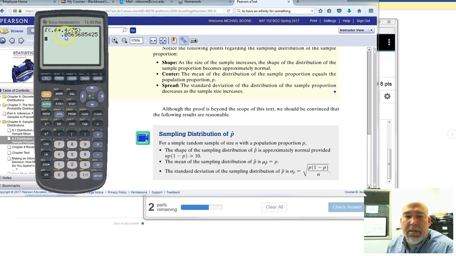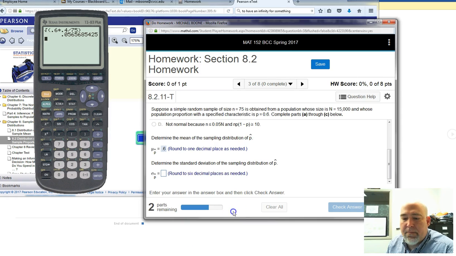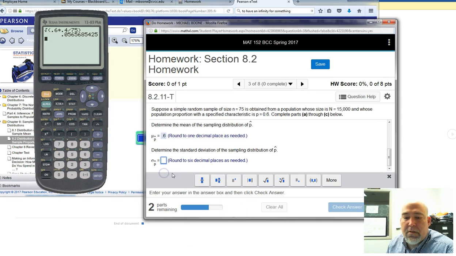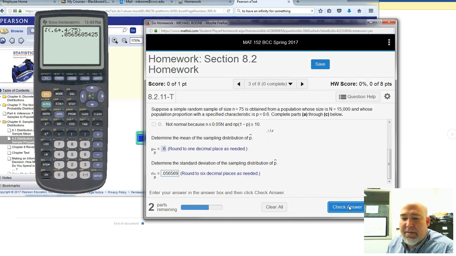So to 4 decimal places, I get 0.0566. Oh, 6 decimal places, even better: 0.056569. So we got 6 decimal places, and we'll make sure that we use that number in a minute.